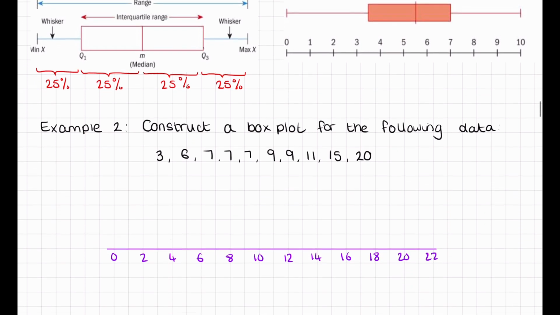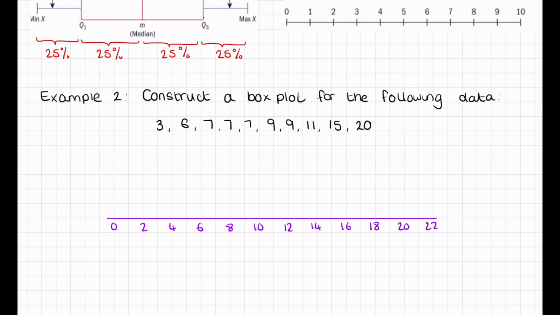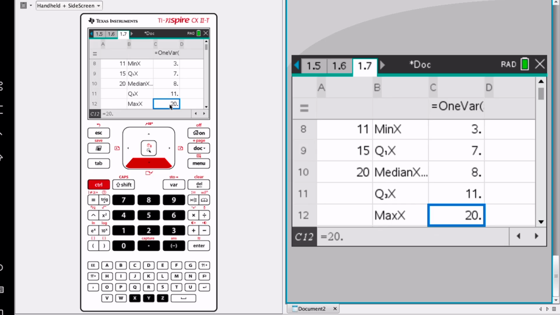So this example: construct a box plot for the following data. I've got it there already in order for us, and I've drawn my beautiful little number line for my scale. First thing we need to do is find our 5-number summary, which means I need to work out my minimum, the quartile 1, median, quartile 3 and max. Now that can be done by hand, or I could just put the data into my calculator. Exactly the process we did to find the mean, median in the previous videos. You just go to that same spot to get your 5-number summary, and you'll see it's nicely in order there for you in the statistics.